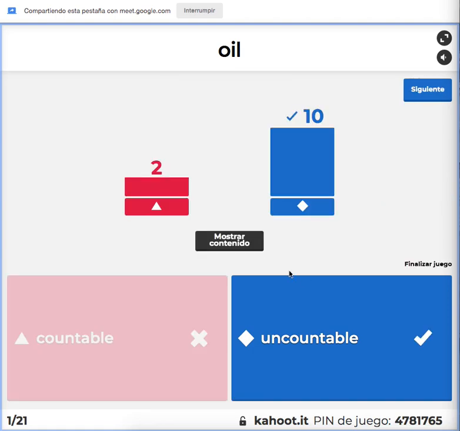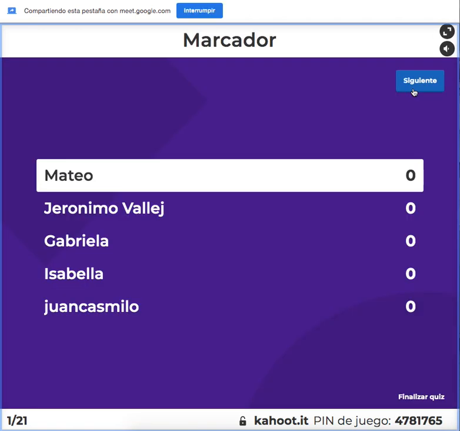Oil. Very good. So for the two who answered countable, no, babies. Oil is uncountable. Here is a tip for you. All of the things that are in the liquid state are uncountable. You may count, for example, bottles of oil, but oil, like the substance, is uncountable. Let's continue.